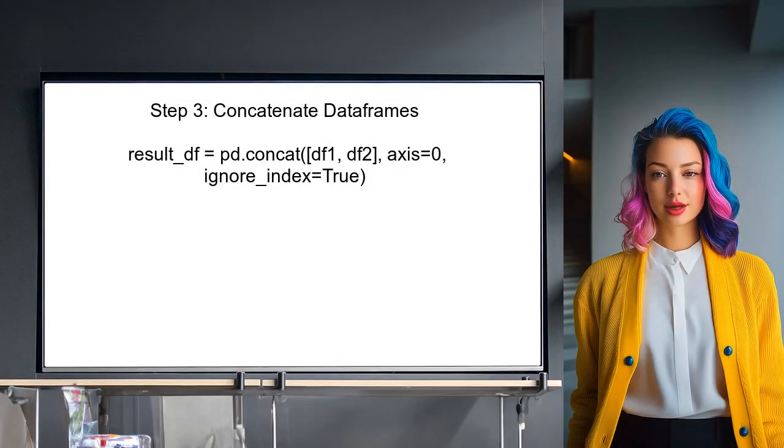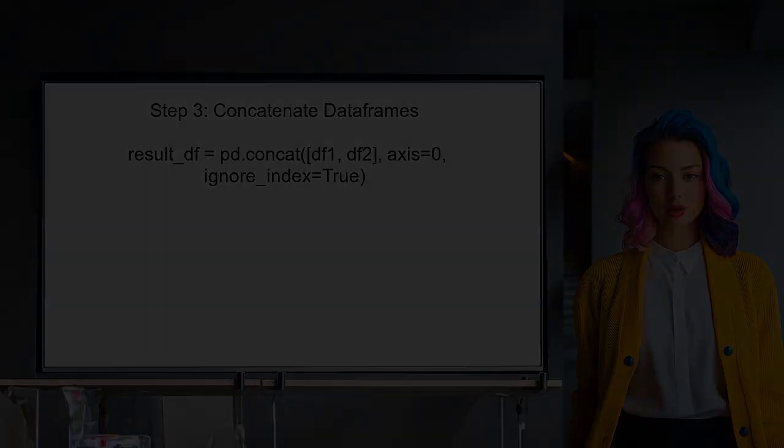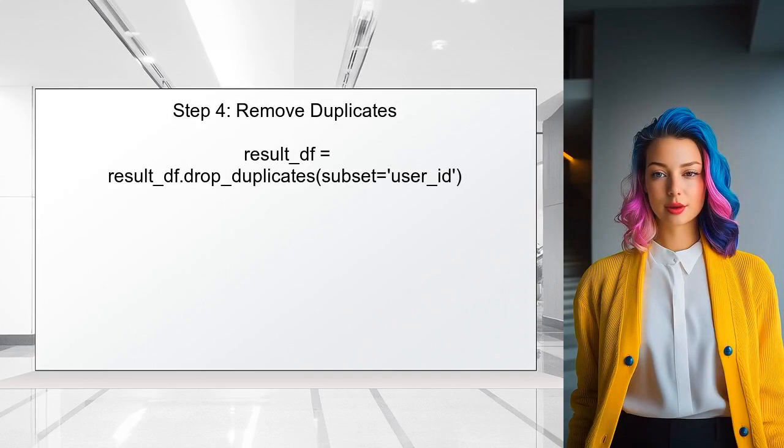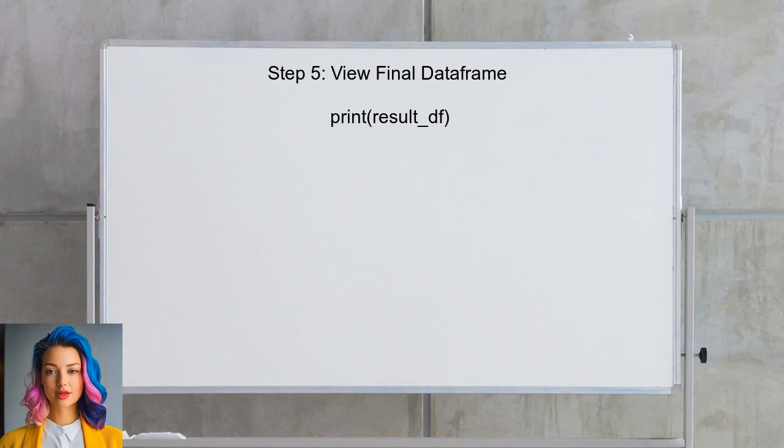Now the user can concatenate the two data frames using the concat function from pandas. They should specify the axis to concatenate along and ignore the index. Finally, to remove any duplicate rows based on the user ID, the user should use the drop_duplicates function. This will ensure that only unique rows remain in the final data frame. The user can now view the final data frame, which contains all unique rows from both data frames. This can be done by printing the result.